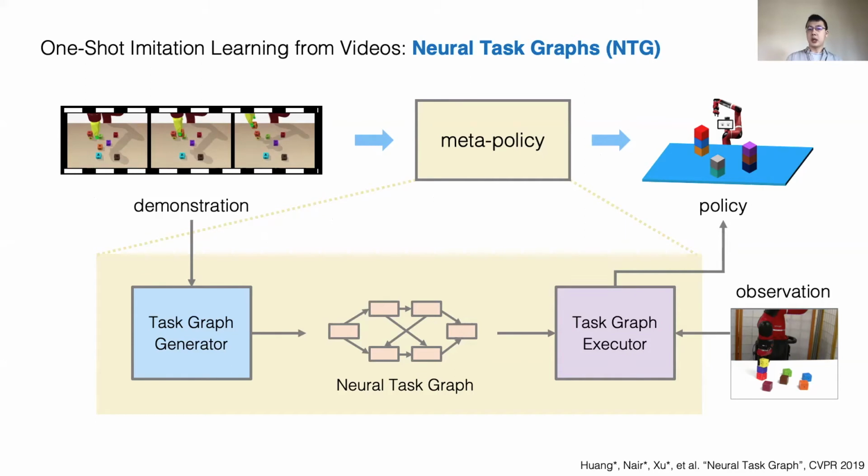This leads to one of our works called Neural Task Graph, where we propose to use task graph as some kind of intermediate representation within the end-to-end trainable neural networks, and that serves as some kind of relational inductive bias to capture the compositional structure of a task.